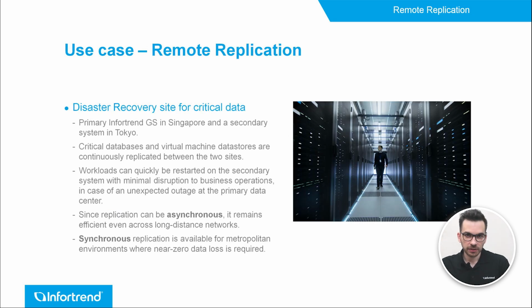Now, for the use case scenario of a remote replication function. A financial company operates its primary infrastructure storage system in Singapore and a secondary system in Tokyo. Critical databases and virtual machine data stores are continuously replicated at the block level between the two sites. In case of an unexpected outage at the primary data center, workloads can quickly be restarted on the secondary system with minimal disruptions to business operations.